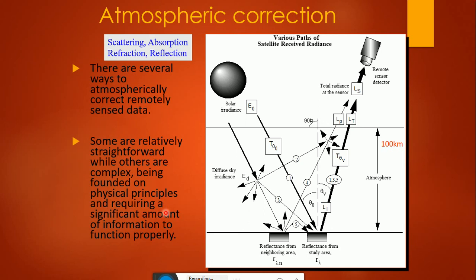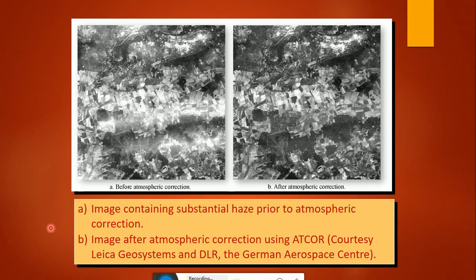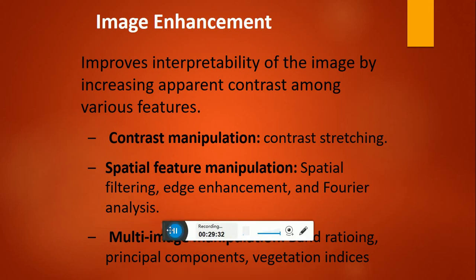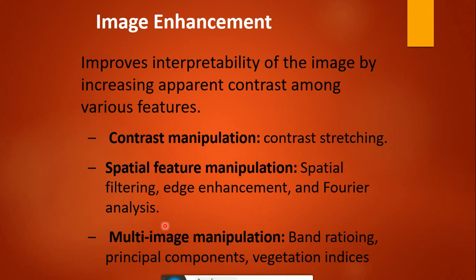Spatial feature enhancement, local operation. Spatial filtering, convolution, low pass filter, emphasizing regional spatial trends, de-emphasizing local variability. This is a property of the low pass filter. High pass filter emphasizes local spatial variability. Edge enhancement combines both filters to sharpen each image.